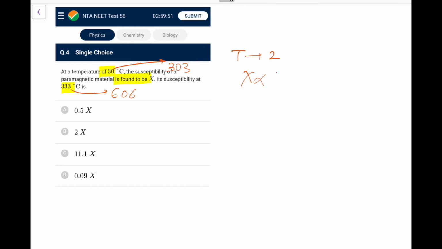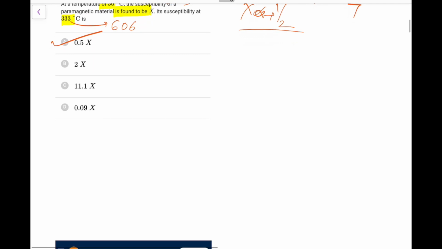So the chi definitely is going to be half, because chi is inverse to t. So it was x, it will become 0.5x. You can directly go for it.